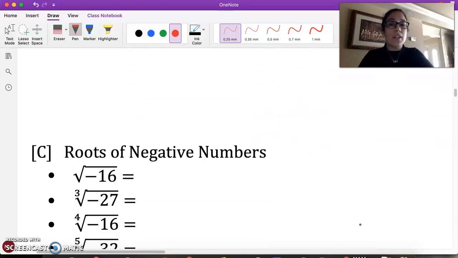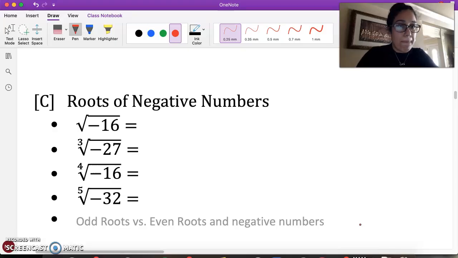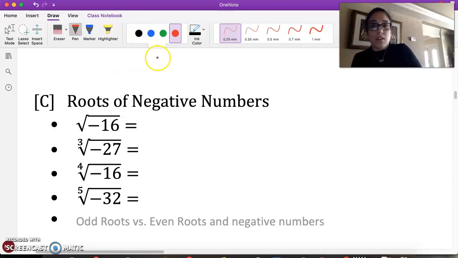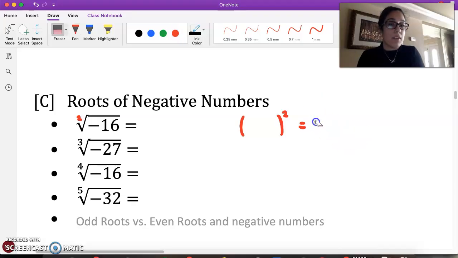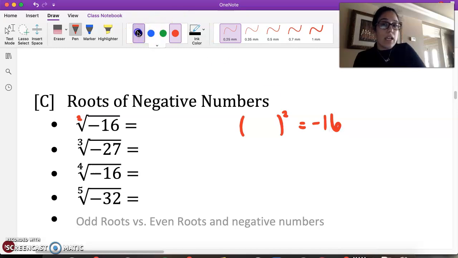But what happens when there's a negative inside? We're going to set it up the same way. This is squared, right? What squared equals -16? Again, we're in the real number realm. Nothing. I can't really put an X there because that actually means something in math. So we'll put this: not real.